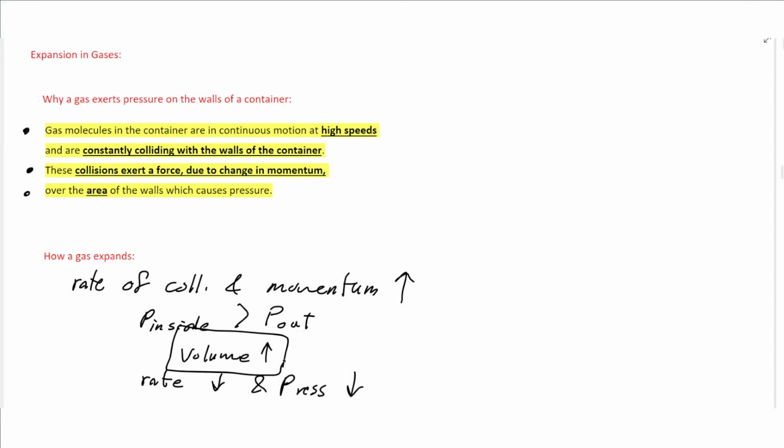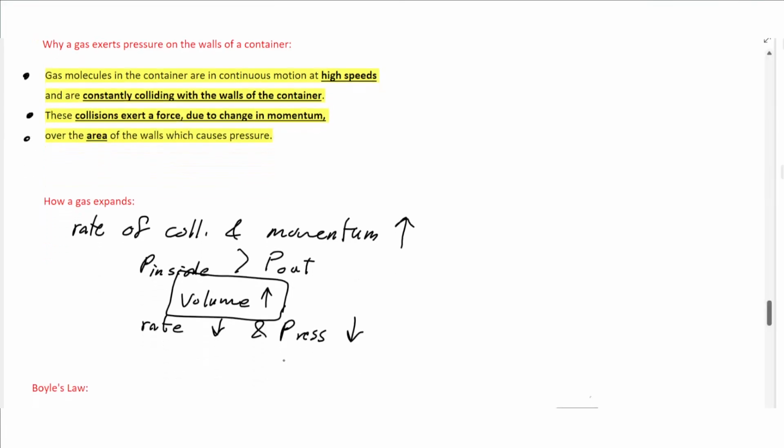So first, temperature increases the rate of collisions and momentum, which causes the pressure inside the container to be greater than outside, pushing the volume outwards. But as volume increases, the pressure decreases again. But in general, we expanded by increasing the volume.